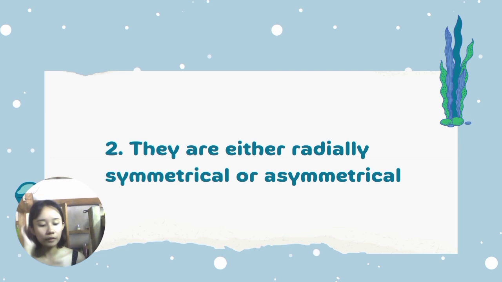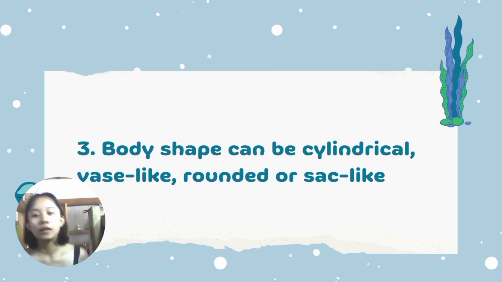It is due to that sponges are either of the two because they are extremely simple. Katulad nung nasabi ko kanina, they live in the ocean and they cannot move on their own and have no complex organs or other features that higher order animals have. So sponges are one of only a few types of animals classified as having symmetry. So number 3. Its body shape can be cylindrical, vase-like, rounded, or sac-like.